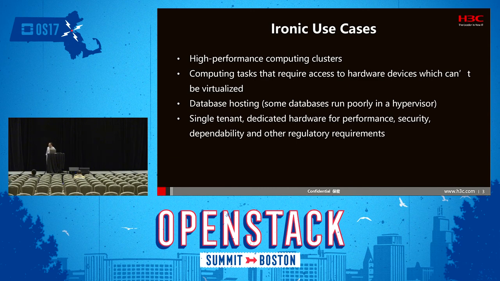Now, let us look at why we need Ironic, because there are some cases that a virtual server cannot cover. There are four typical cases for Ironic. The first, users want high performance, which a virtual server cannot provide. The second case, maybe an application wants to access some hardware which cannot be virtualized. And the third, some databases run poorly in a hypervisor. And the end, some users think dedicated hardware is safer.